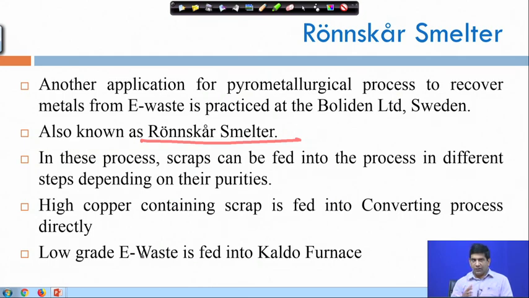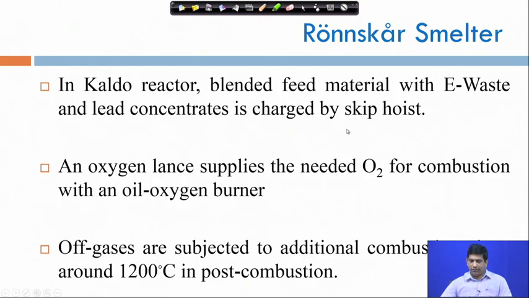So, along the process chain, depending on the purity of the metal present, you input it into the process at different levels. In the Kaldo reactor, blended feed material with e-waste and lead concentrate is charged by a skip hoist. You have an oxygen lance supply. Whenever you do combustion, it is an oxidation process, so for oxidation you need to supply oxygen. Many times we do not really supply oxygen, we supply air. Sometimes we do supply oxygen if we do not want nitrogen and other gases to be present.